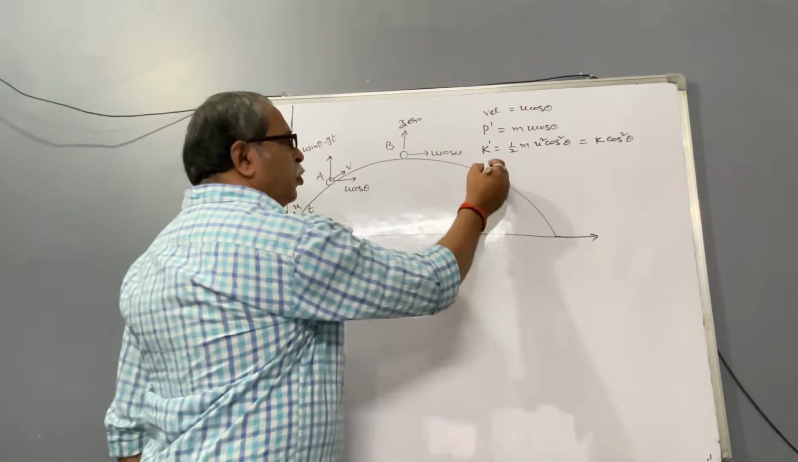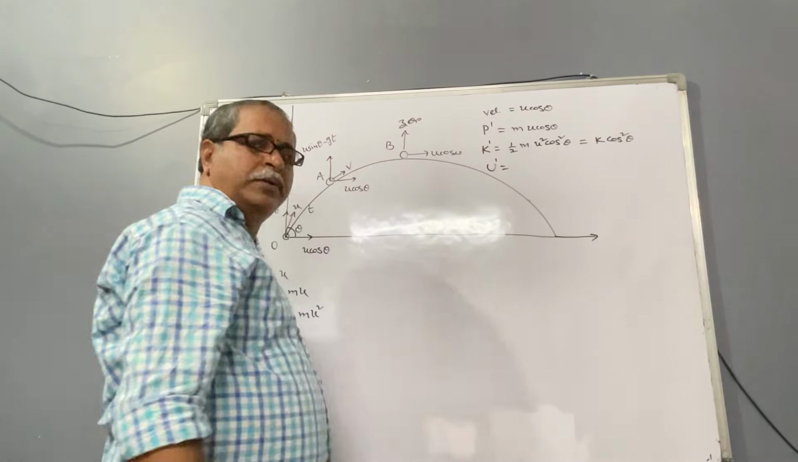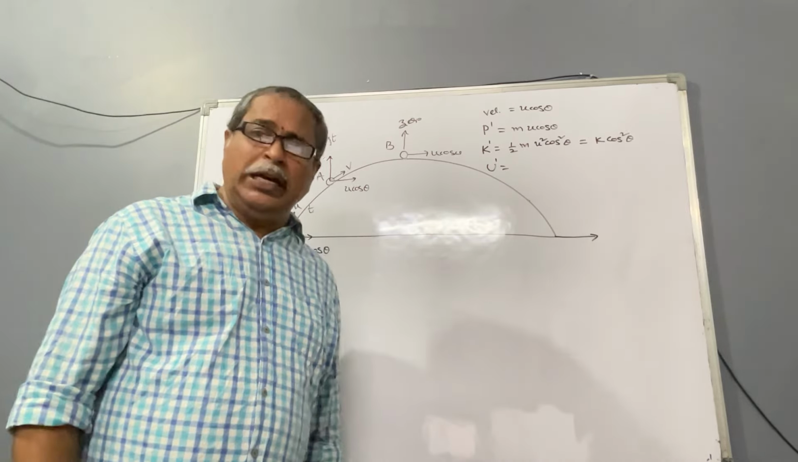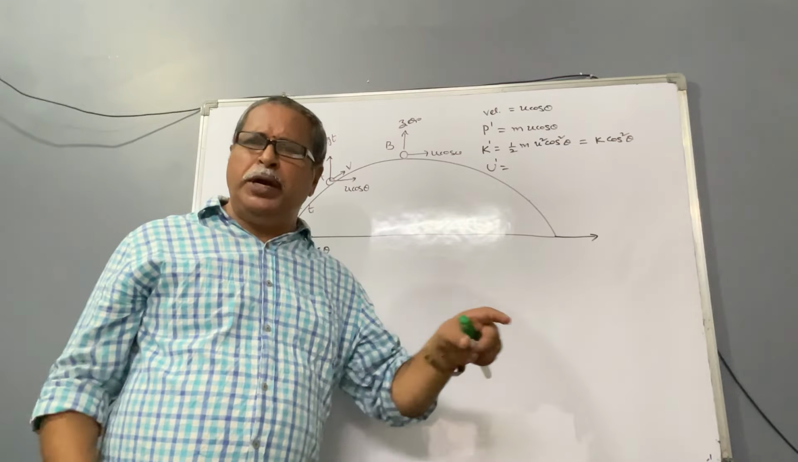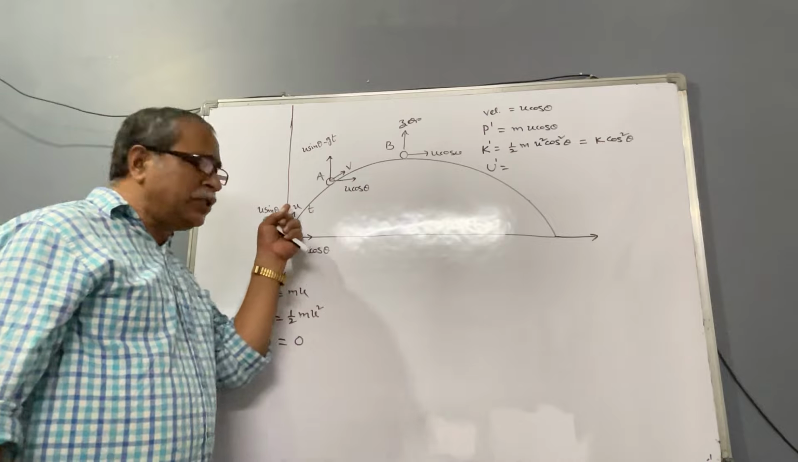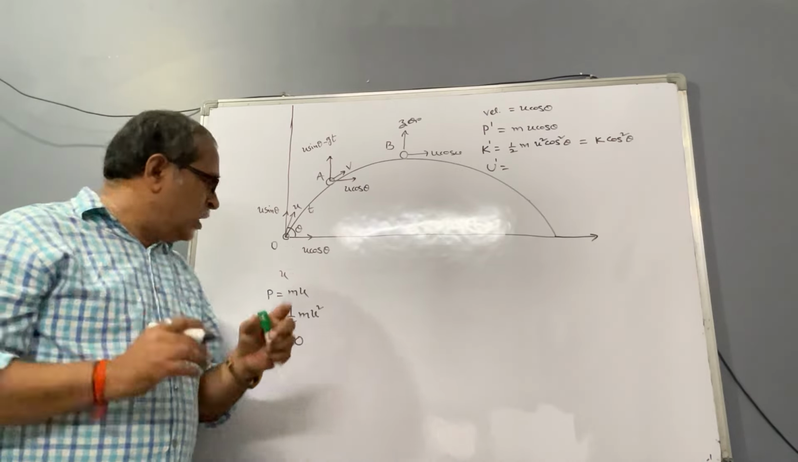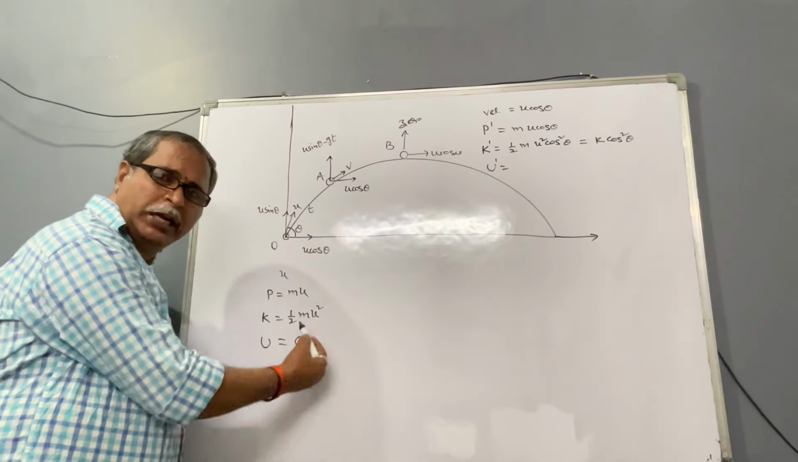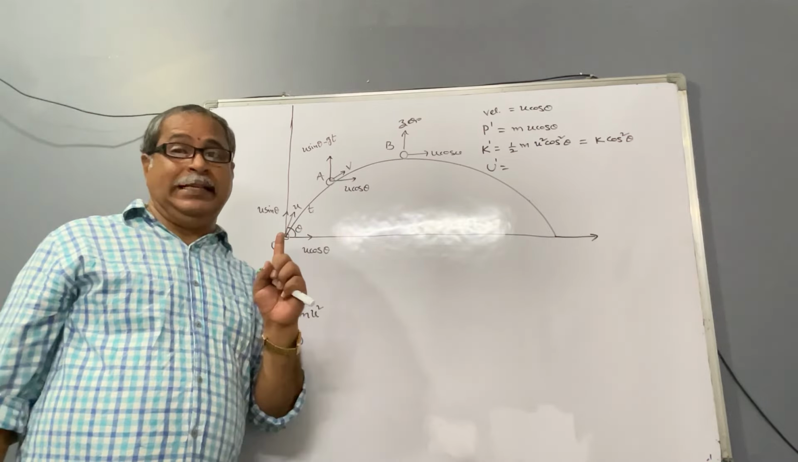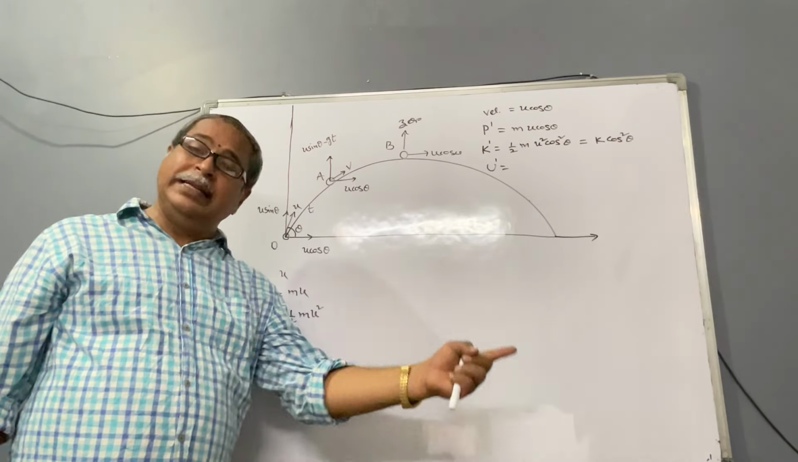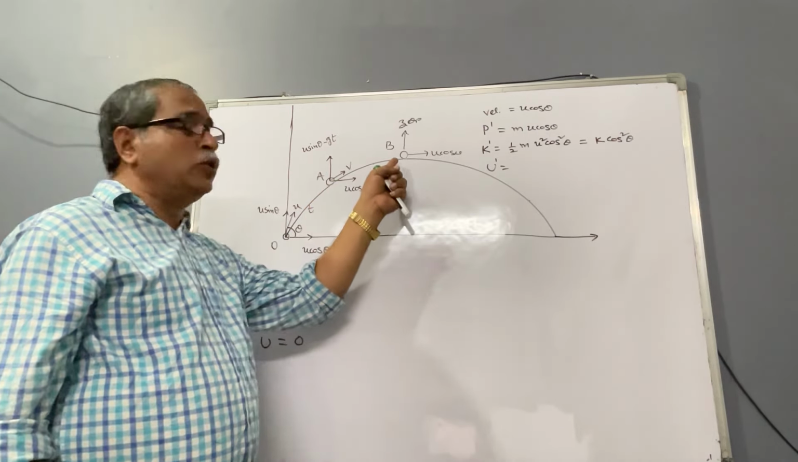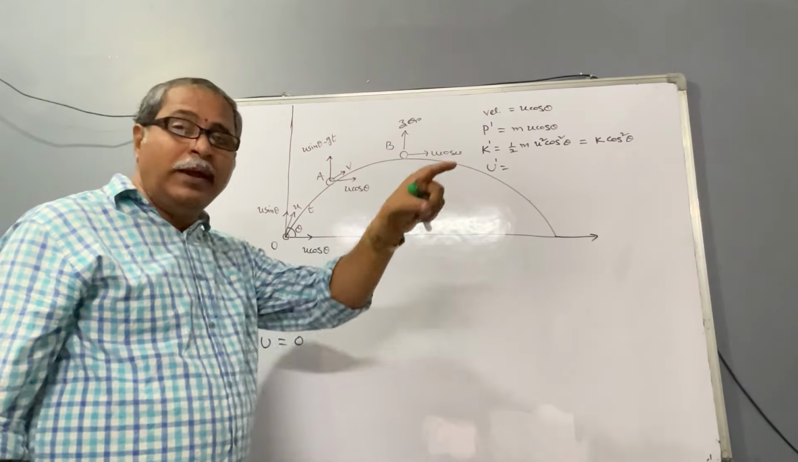Now the potential energy at this highest point. We want it because total energy at every point is constant, half m u square, because initially its velocity is u. Total energy is the sum of potential and kinetic energy, that is half m u square. This total energy remains constant at all points in the journey. So here also total energy is half m u square.